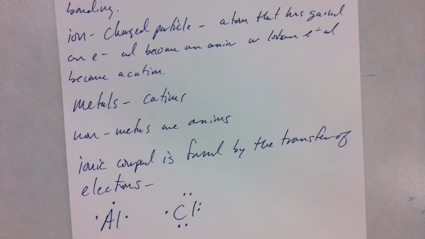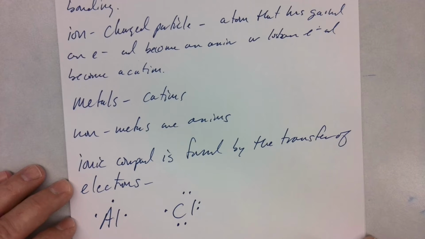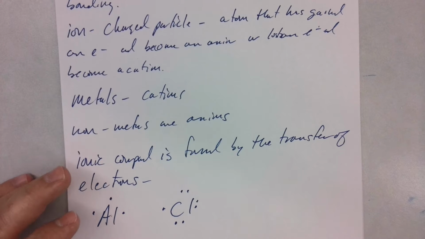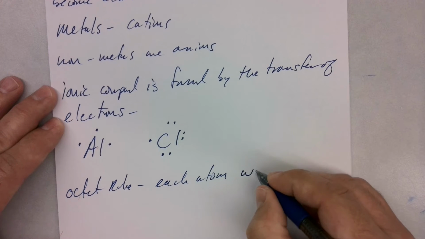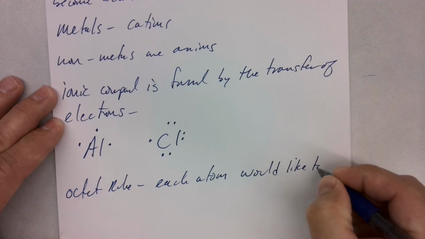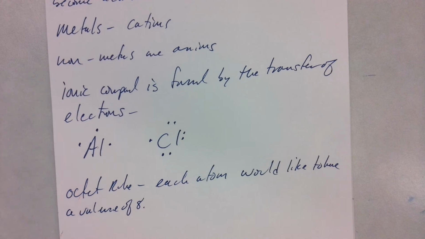Chlorine says to itself, self, if I had one more electron, I would have a what? Anybody remember what chlorine would like to have? It starts with an O. Anybody who took chemistry knows it wants to have an octet. It's called the octet rule, which means each atom would like to have a valence of 8. Because then it'd be just like a what? A noble gas.